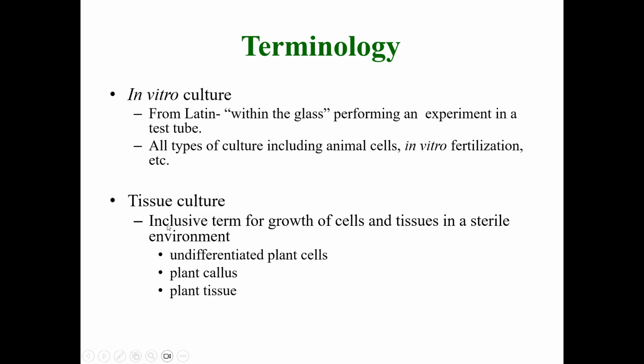Tissue culture is an inclusive term for the growth of cells and tissues in a sterile environment. This is very important: an aseptic or sterile environment. What is it? That means in this condition, only your targeted cells are allowed to grow without any interference from other organisms. So you take undifferentiated plant cells, then plant callus or plant tissue, and they grow and differentiate into the organ.